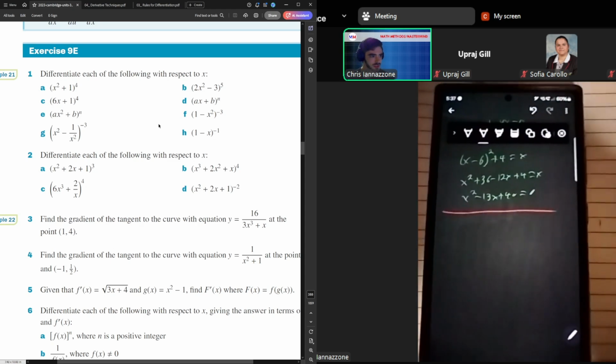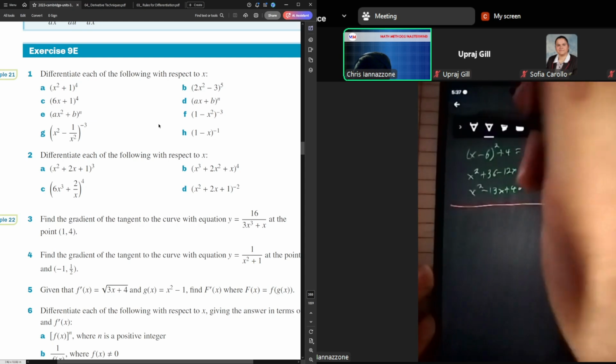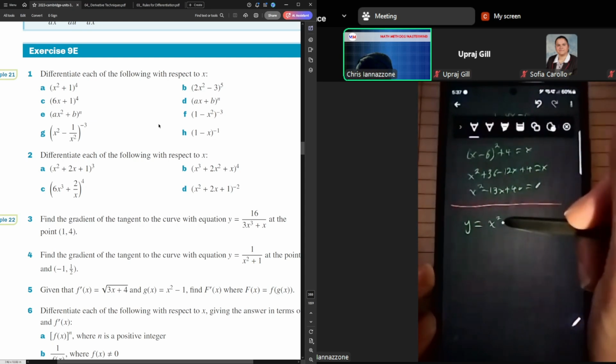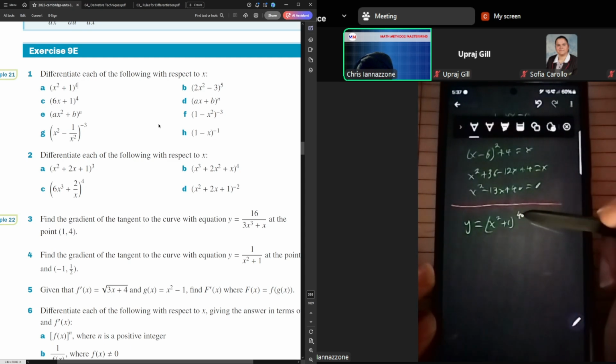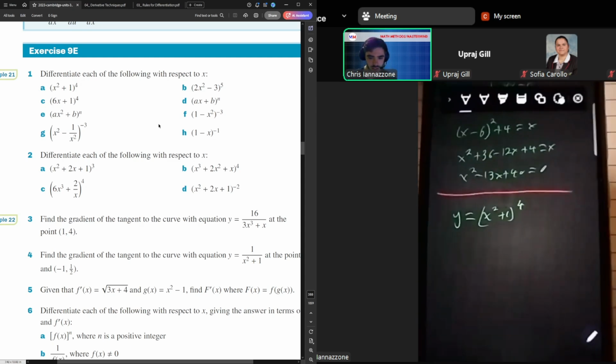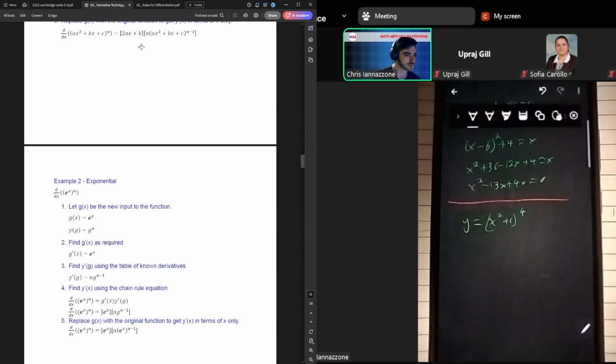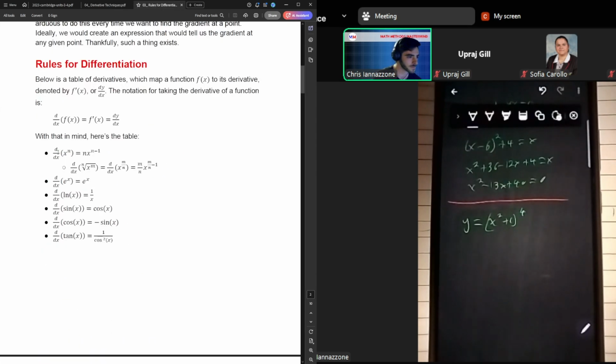Okay, so the first one we'll have a look at is going to have y is equal to x squared plus 1 all to the power of 4. So the first question I would have is, this function, what is it most like on the table of derivatives? Polynomial? Yeah, polynomial, absolutely.